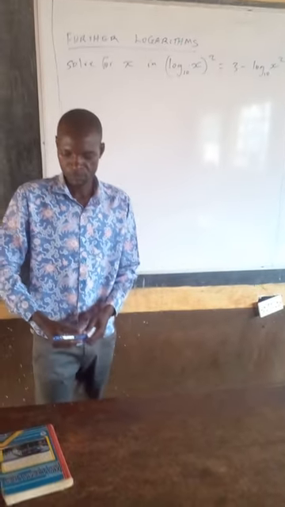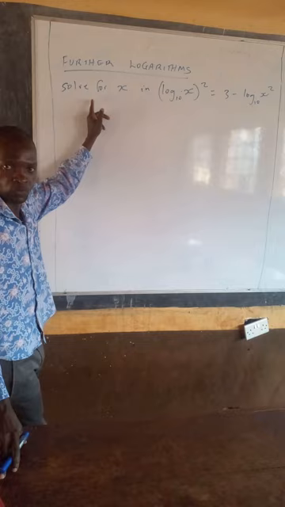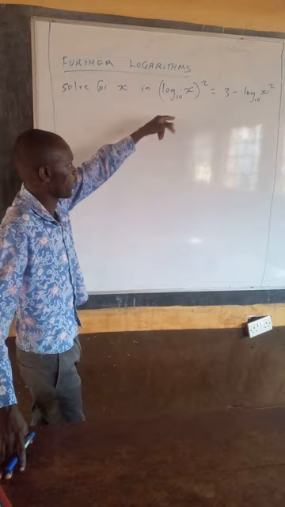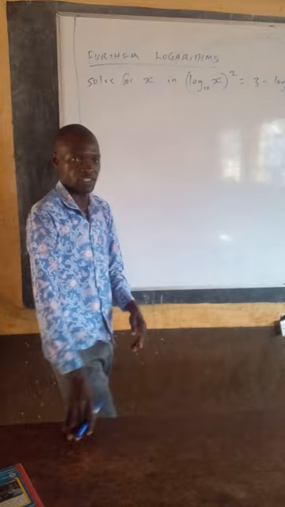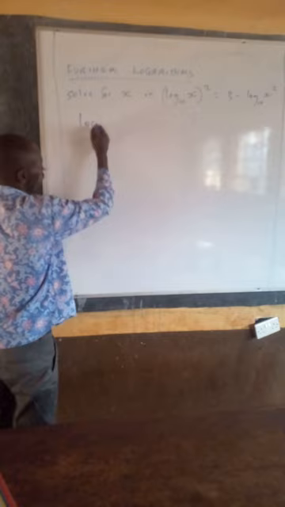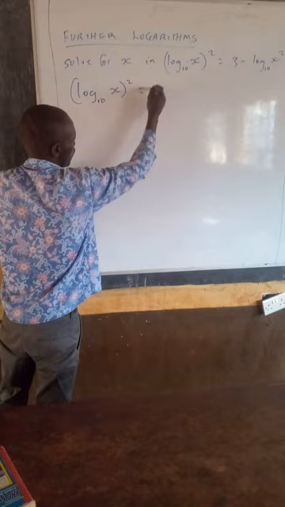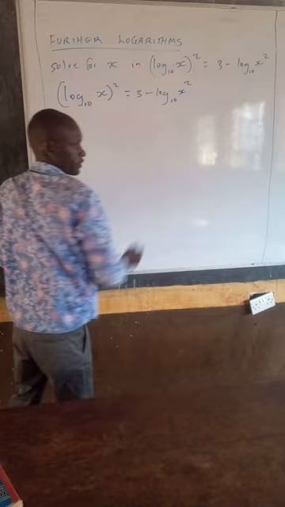Welcome to the mathematics. Today we shall learn about further logarithms, and on further logarithms we shall look at this equation. Solve for x in the logarithm in brackets of x to the base of 10 raised to the power of 2 should be equal to 3 minus the logarithm of x squared to the base of 10. So this sum we shall make it the logarithm of x into brackets squared is equal to 3 minus the logarithm of x squared to the base of 10.